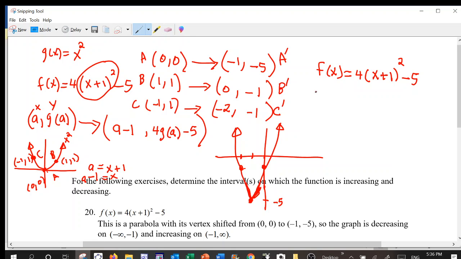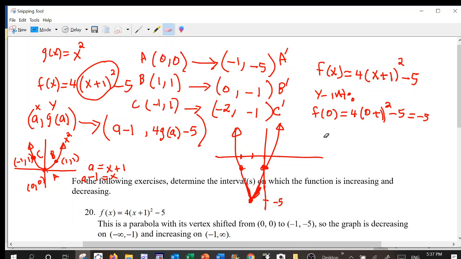So where is the y-intercept? Well, the y-intercept is easy to find. Just let x be what? 0. So f of 0 is going to be 4 times (0 plus 1) squared minus 5, which is what? Well, 0 plus 1 squared is just 1. 1 times 4 is 4. 4 minus 5 is negative 1. Looks like it is negative 1 right here. So it's kind of correct, right?